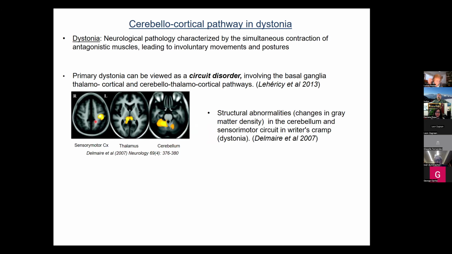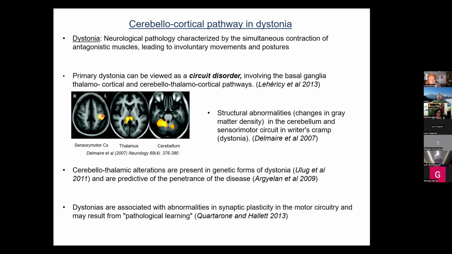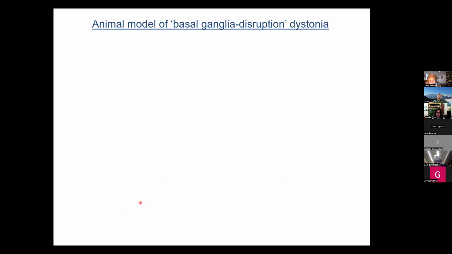We also know that there are structural abnormalities, which are changes in gray matter densities. We see this in the cerebellum, but also in the thalamus and the sensorimotor cortex. We also know that cerebellothalamic alterations are present in genetic forms of dystonia, and they can even be predictive of the penetrance of the disease in patients. And dystonias are associated with abnormalities in synaptic plasticity in the motor circuitry and may result from pathological learning.